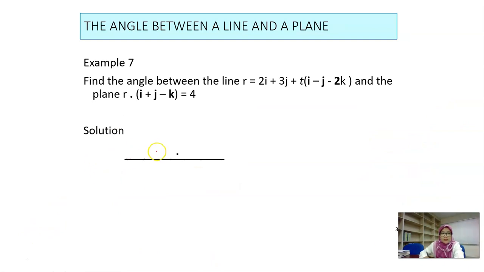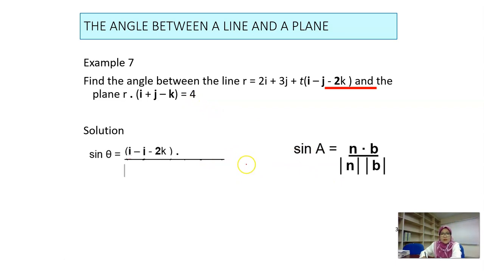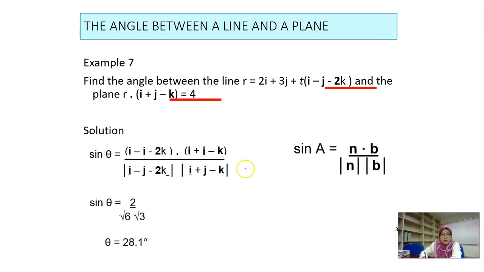Okay, so let's look at the example. Example 7: find the angle between the line r equals 2i plus 3j plus t times (i - j - 2k) and the plane r dot (i + j - k) equals 4. If you are using sine, you will get the answer directly. So sine theta equals 2 over root 6 multiplied by root 3, giving 28.1 degrees.